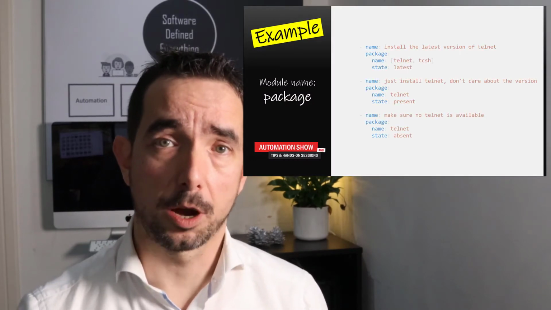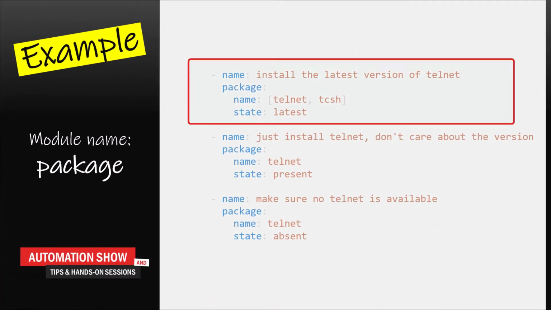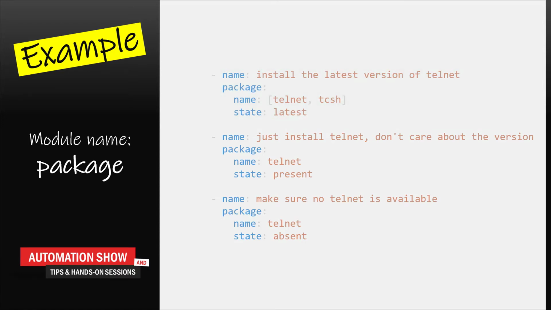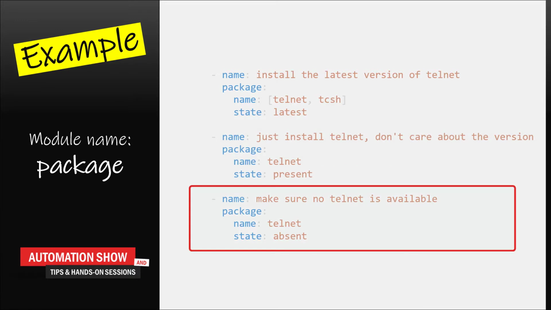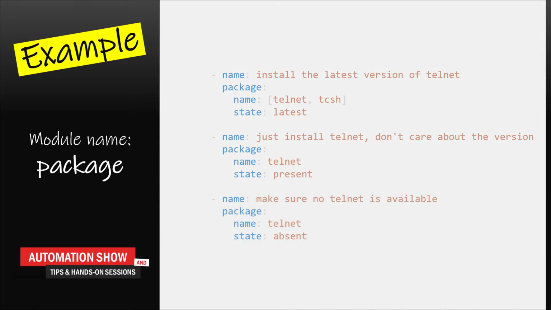Here are 3 examples. The first example installs 2 packages, telnet and a C shell. It will inform Ansible to install the latest version available. The second example tells it to install telnet, but it doesn't specify latest. It just says make sure it's installed. And the last example is how you can say that it must not be installed. So it must be absent, and that is the option you can use.